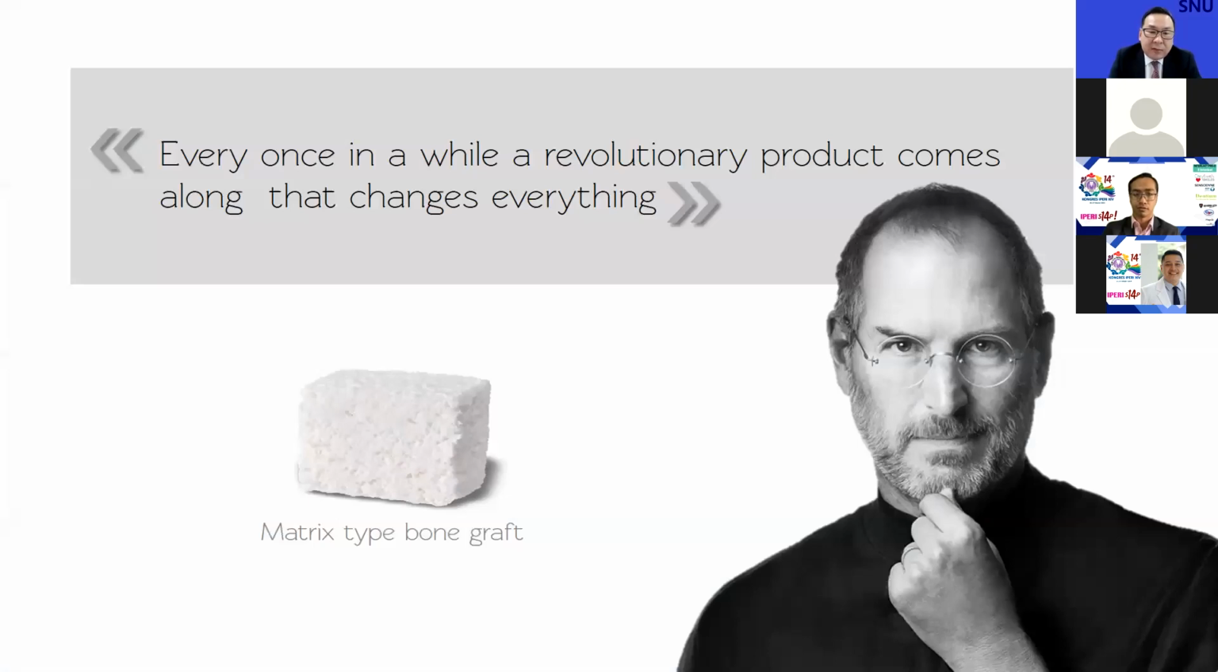And I think for compromised extraction sockets, this type of matrix bone is like an iPhone. When the iPhone first came out to the market, I think it was a revolution to the cellular industry. And for ridge preservation procedures, I think this has the same concept. To improve the predictability, we could use this type of matrix bone.